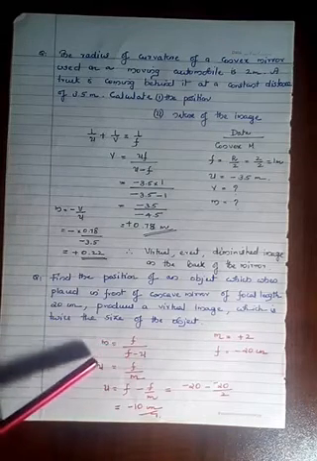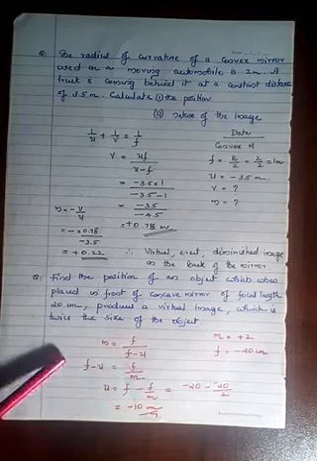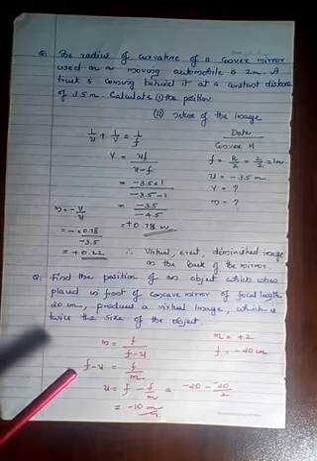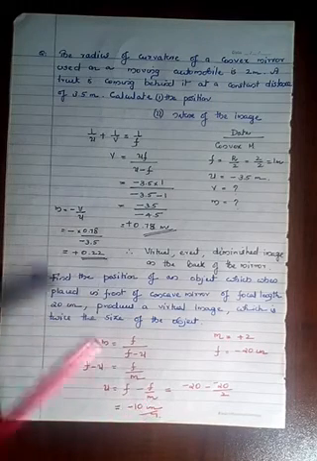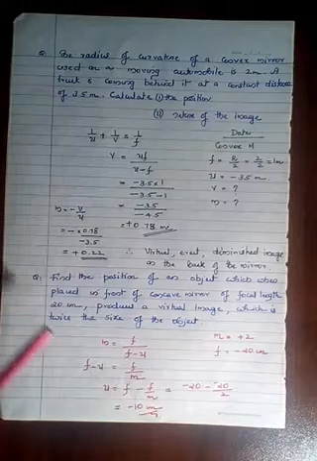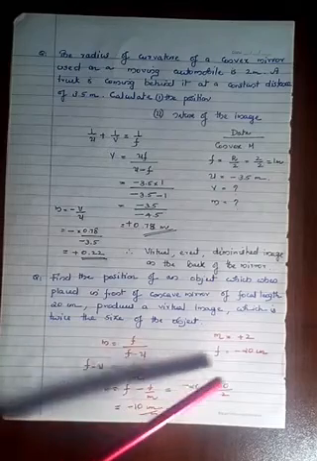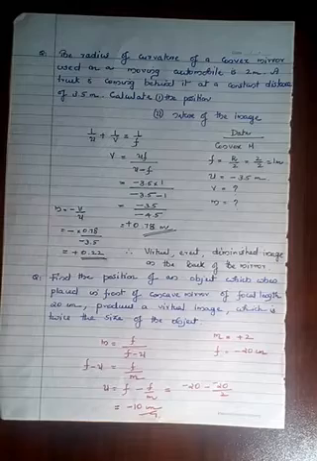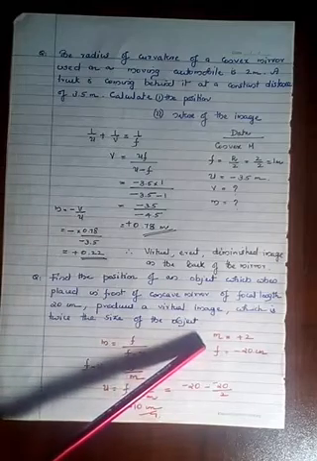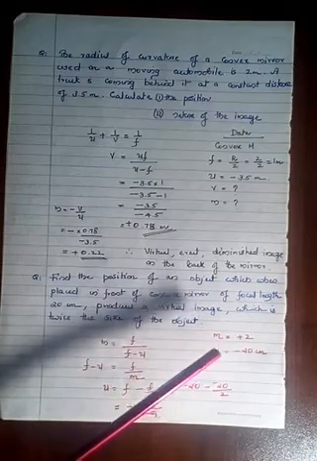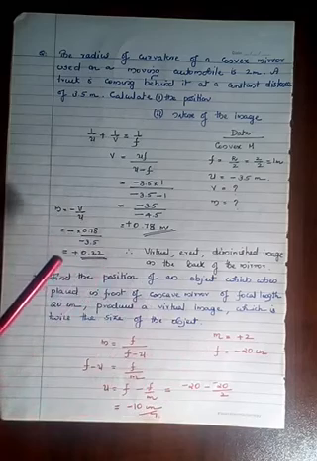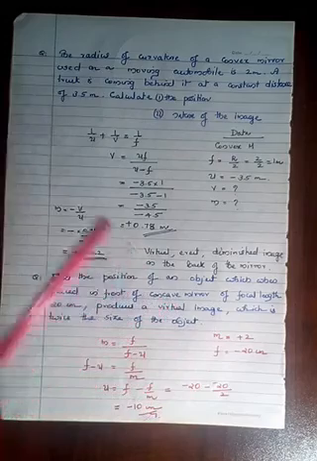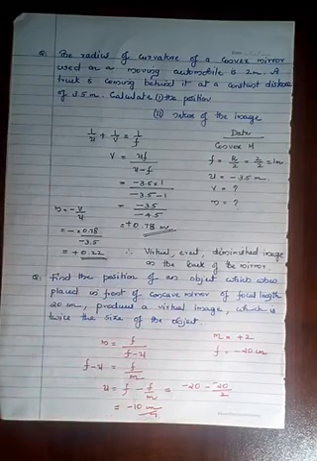So cross-multiplying, f - u becomes f/m. Then u equals f - f/m. So you have to just substitute the values for f and m with the proper sign convention. Here the virtual image is formed and hence we have to take m equal to plus 2. And we substitute f equal to minus 20 because of the concave mirror. You get the answer as minus 10.